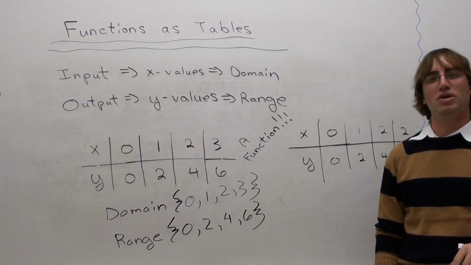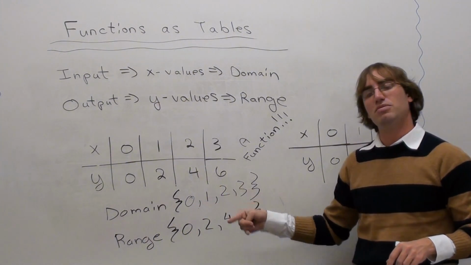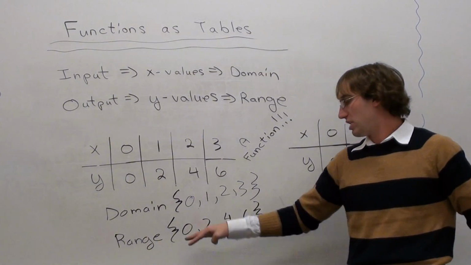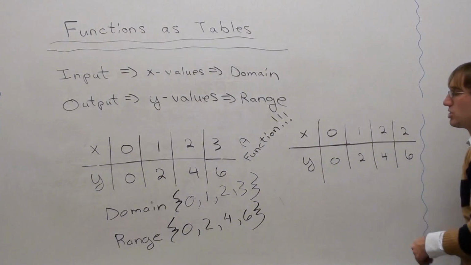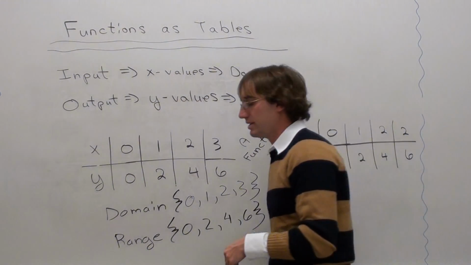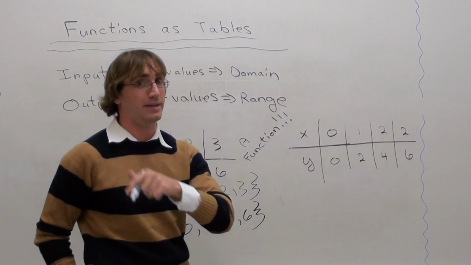Put 3 exclamation marks there. It's a function because if I look at my domain, none of my numbers repeat. That's it. I don't care about the range. It's just the domain. If I look at this one, it is suspect. It's not a function. It's a lie. I'll tell you why it's a lie.